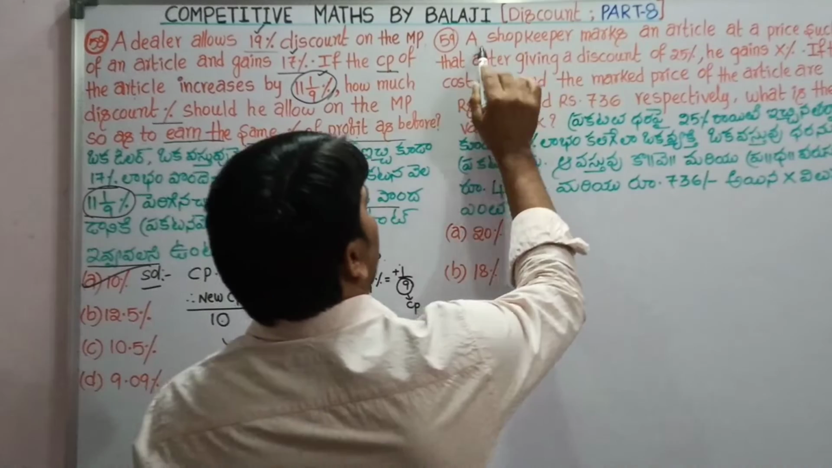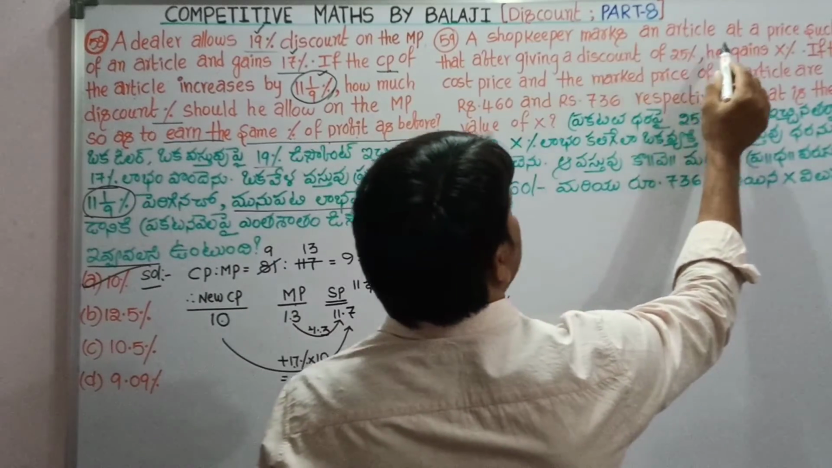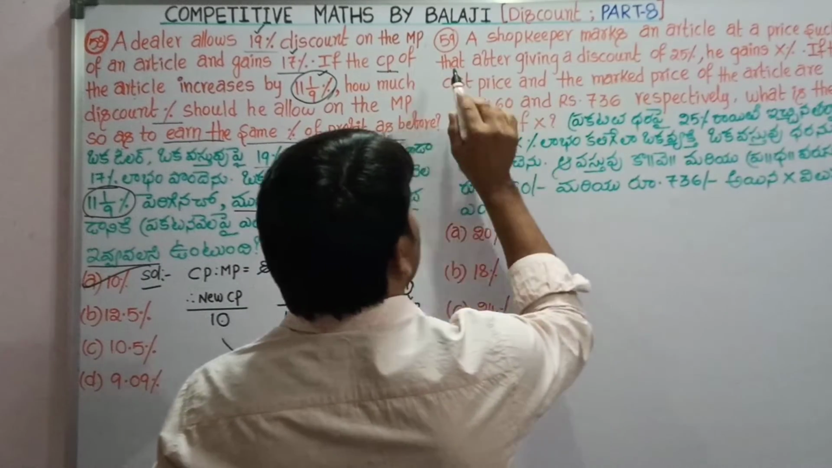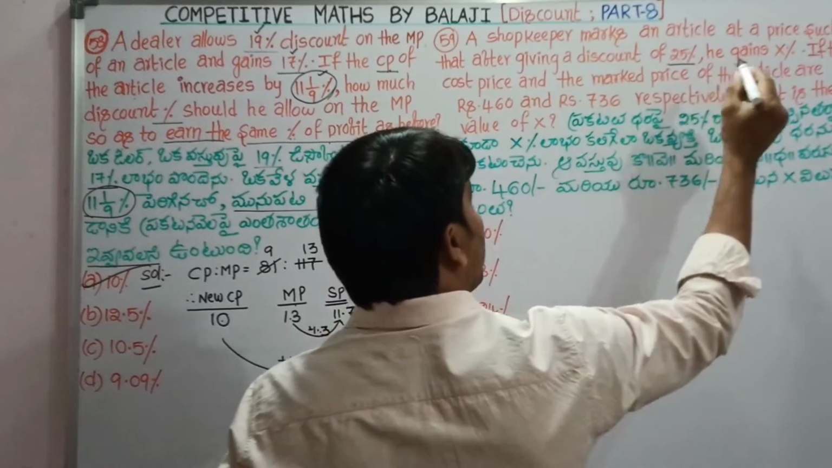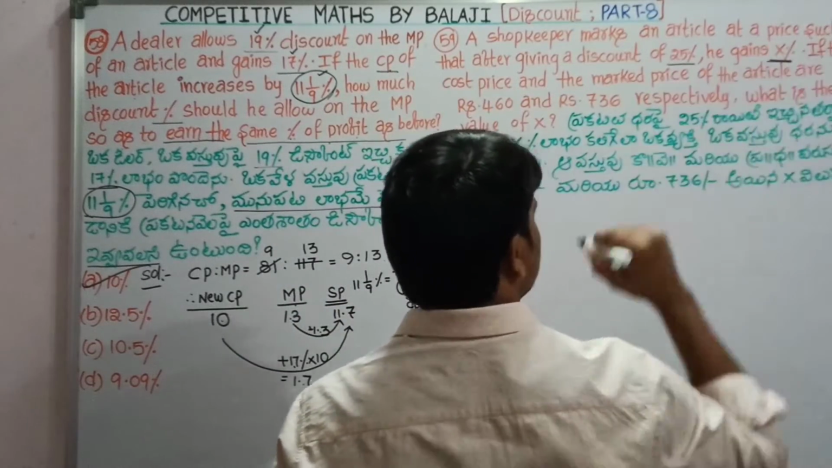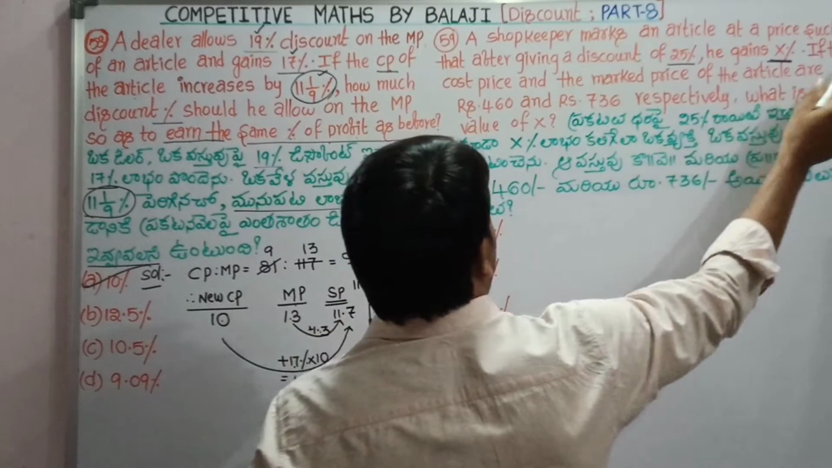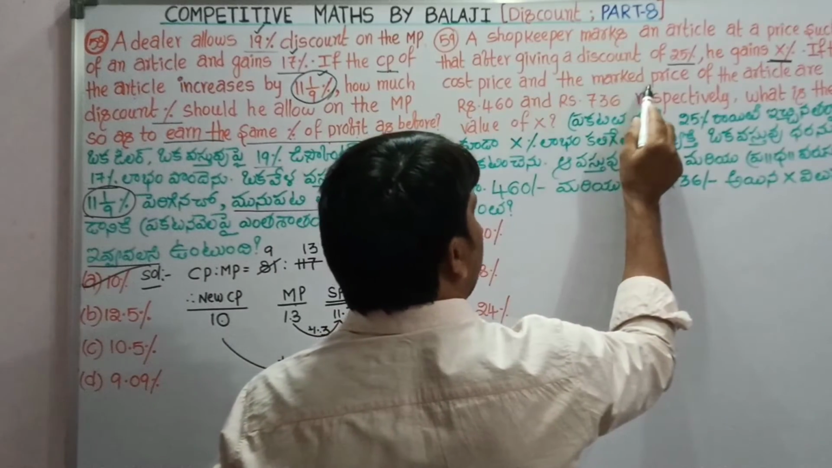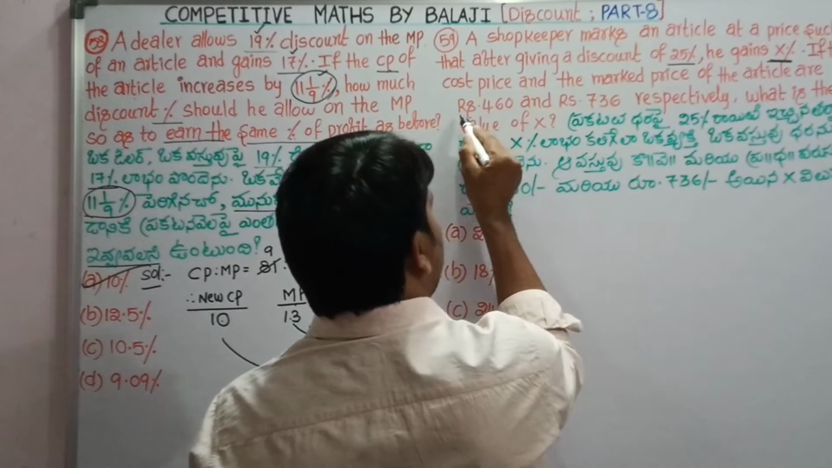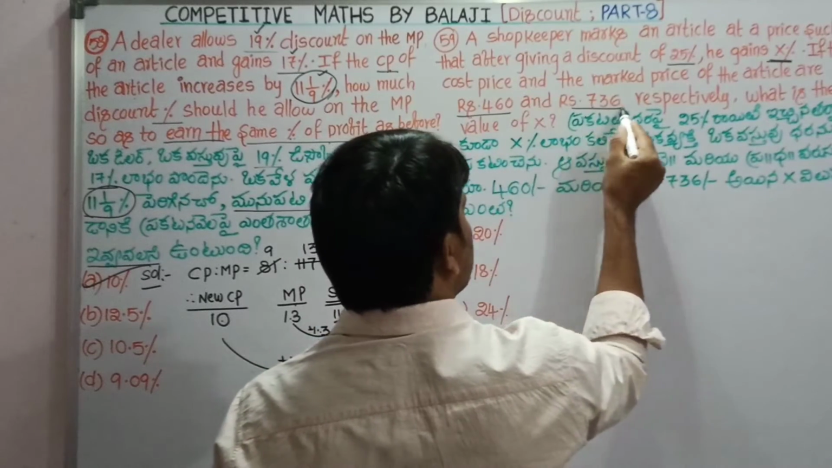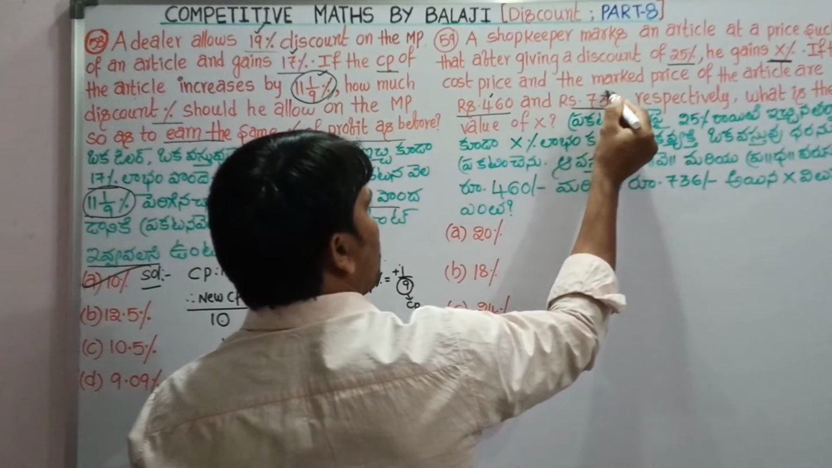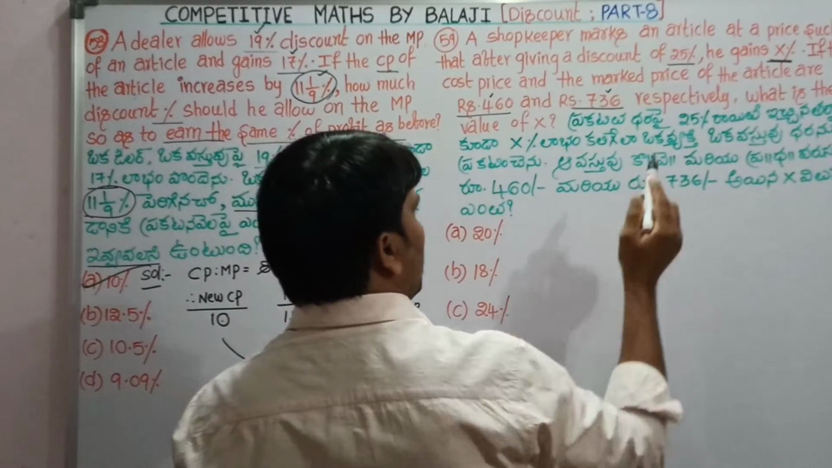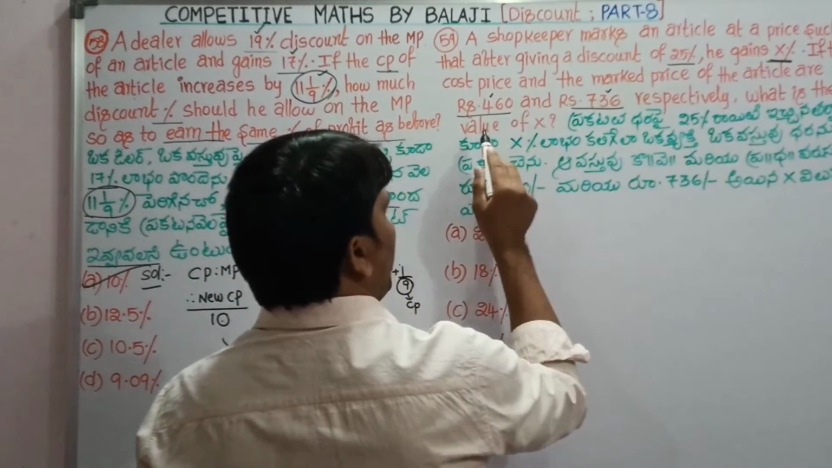Next question. A shopkeeper marks an article at a price such that after giving a discount of 25%, he gains X%. If the cost price and market price of the article are rupees 460 and rupees 736 respectively, what is the value of X?